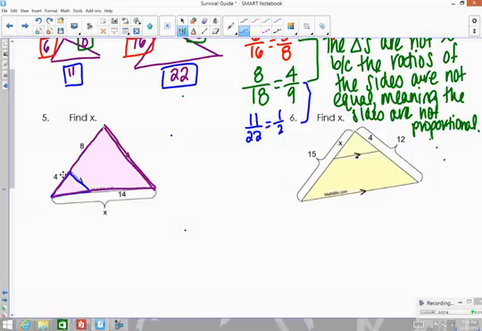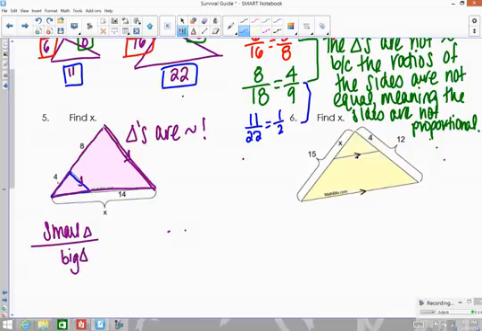I like to think of it in terms of similar triangles because that way it'll always work depending on what's labeled. So I'm going to use similar triangles. So these triangles are similar. Whenever you see this picture, whenever you see the parallel lines here, we know that. So when I set up my proportion, I'm going to do the small triangle to the big triangle.